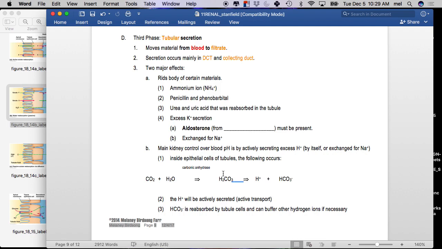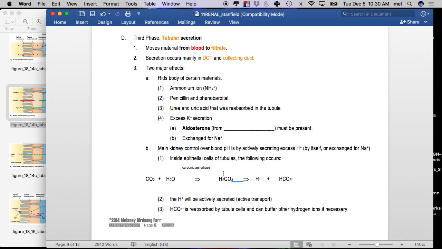It gets rid of certain things in secretion: ammonium ion, penicillin, phenobarbital, urea and uric acid that might have been reabsorbed, but now we rethink it and we're like, no, we really don't need as much of that. We're going to get rid of it. And also excess potassium. Remember that in the presence of aldosterone, you will actually get rid of excess potassium, right? And or H+. This is one regulatory mechanism for regulating your blood pH. Okay, so the main kidney control over pH is by deciding how much H+ to secrete. Now, not all H+ is secreted with aldosterone. Some of it is not aldosterone dependent.